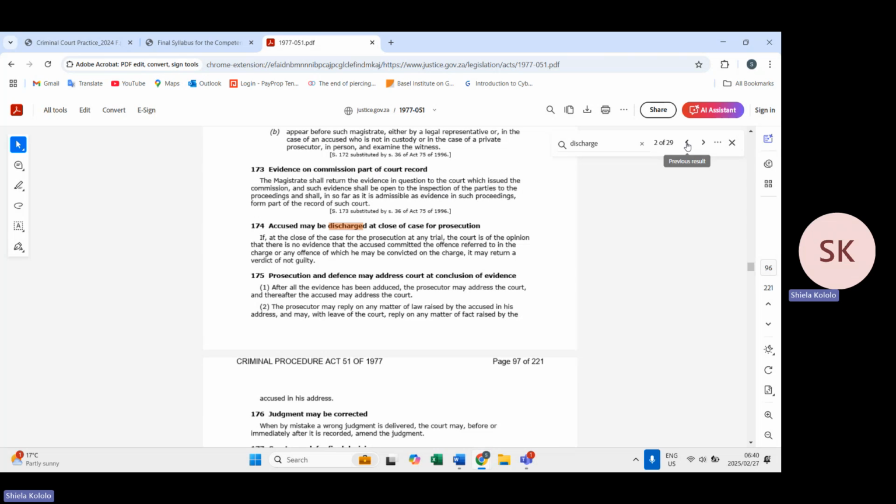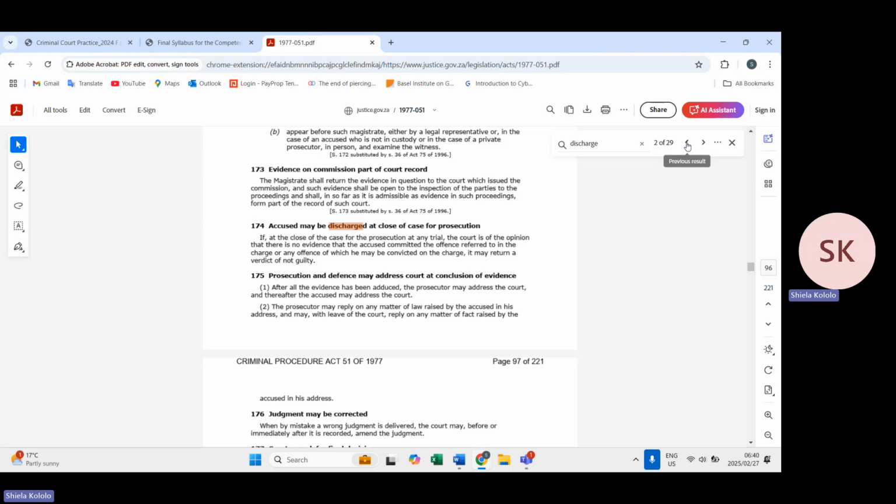After hearing this, the judge will evaluate the evidence presented. If the judge believes that no reasonable court could convict the accused based on such evidence, then the judge may discharge the accused by entering a verdict of not guilty.